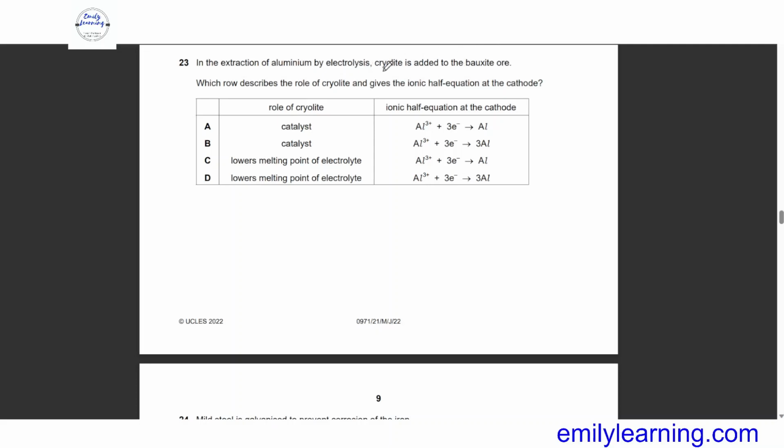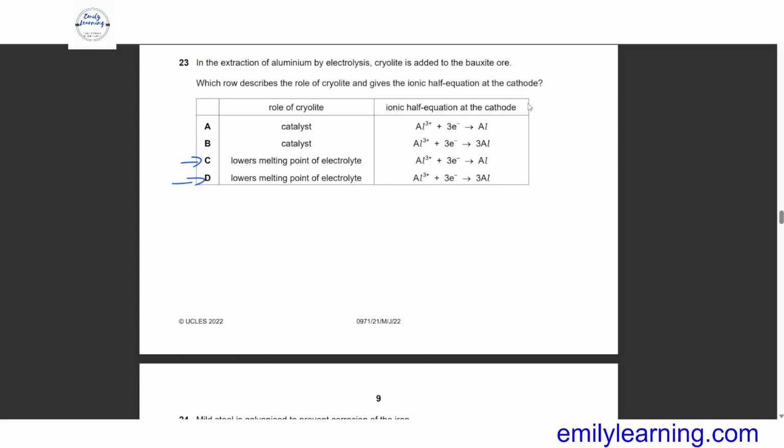Because for the electrolysis of aluminium oxide to obtain aluminium, you're going to electrolyze molten aluminium oxide, so you need to melt it. To melt it, the temperature is extremely high. It's going to be very costly if you need to heat it so high to melt it, so we add impurities to lower the melting point. So it's either C or D now.